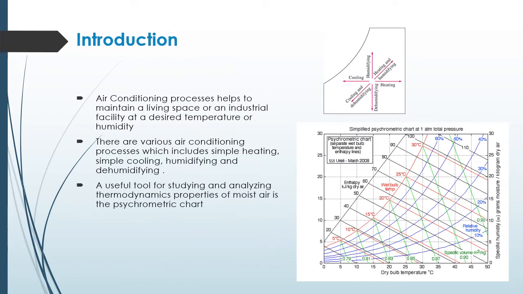Air conditioning processes help to maintain a living space or an industrial facility at a desired temperature or humidity. Air conditioning processes include simple heating, simple cooling, humidifying, and dehumidifying. As you can see in the right-hand side figure above, they show the air conditioning process. A useful tool for studying and analyzing thermodynamic properties of moist air is the psychrometric chart.